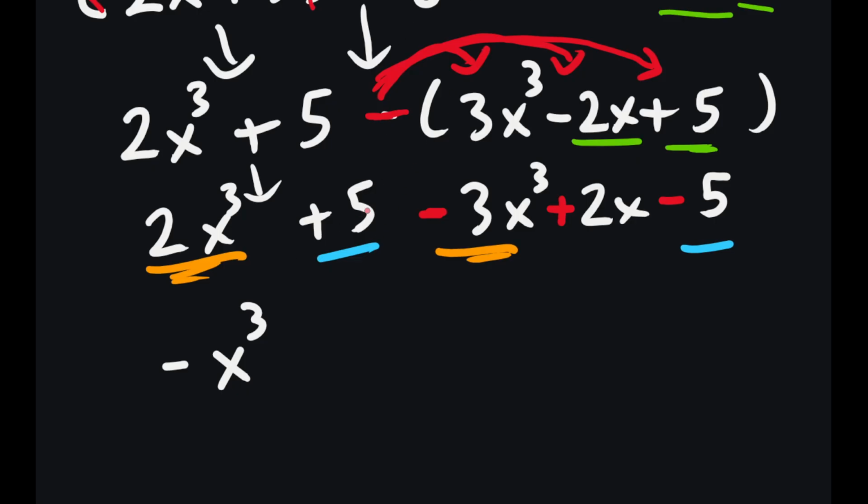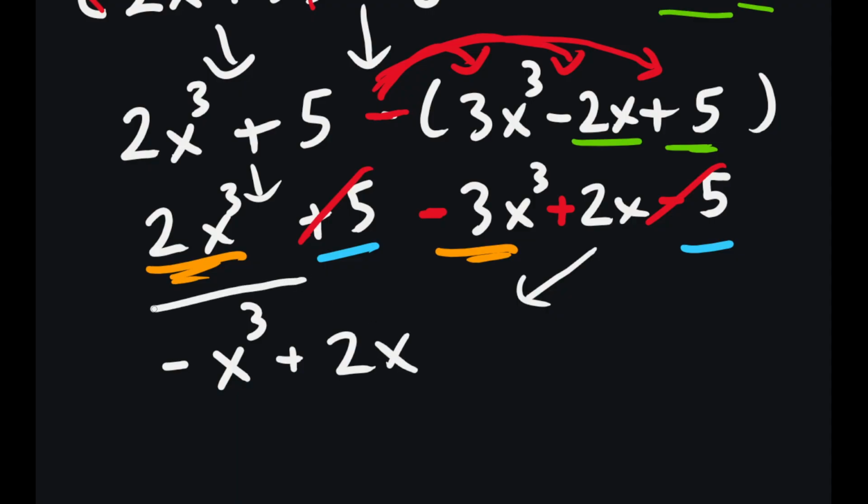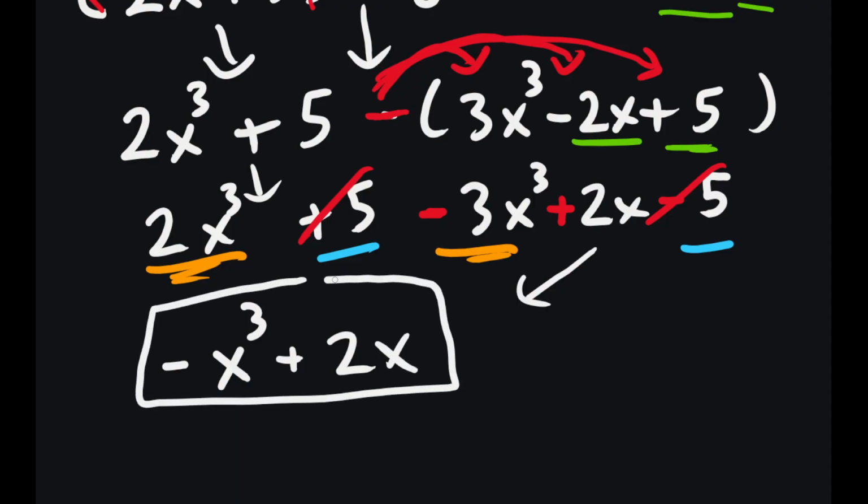And positive 5 minus 5 is 0. So we could write a plus 0. We usually don't. Those would just cancel out. Plus 5 and minus 5. And then we're left with this positive 2x, which we can just bring down, plus 2x. And that is the solution to subtracting those two polynomials. So that's how you add and subtract polynomials.